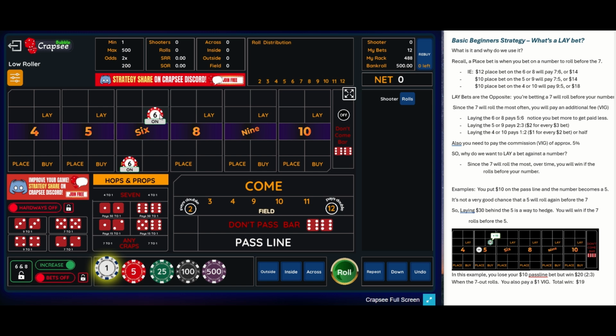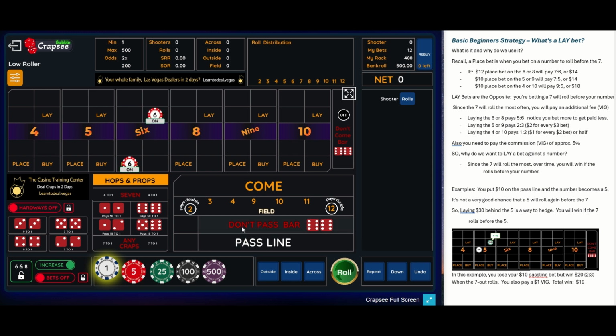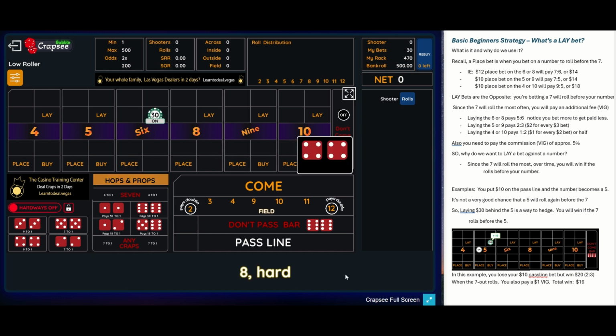Now, if that wasn't enough, you have to bet more to win less. You also have to pay a commission, what they call a VIG, on lay bets, and it's usually about 5%. So just for giggles, in increments of 6, let's put a $30 lay bet behind the 6 and see if we can roll a 7 before a 6 and see what that pays off. We're just looking for a 7.